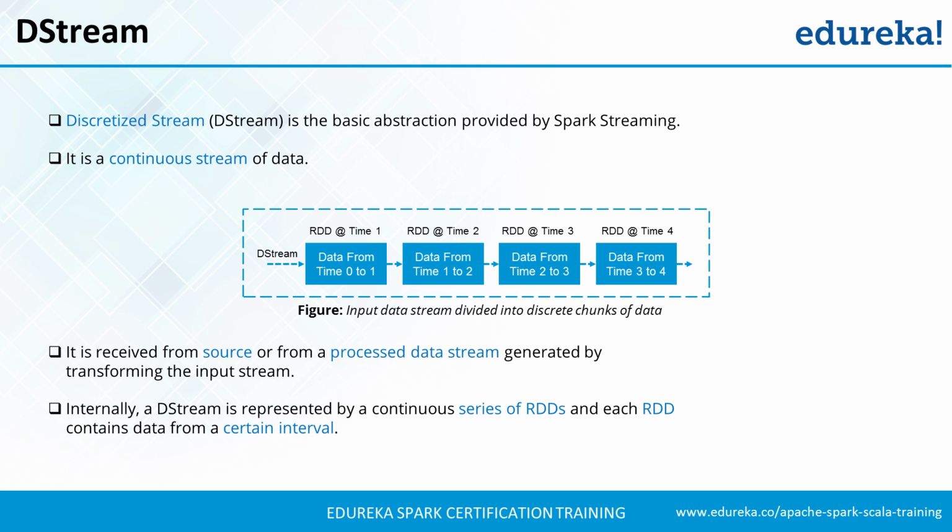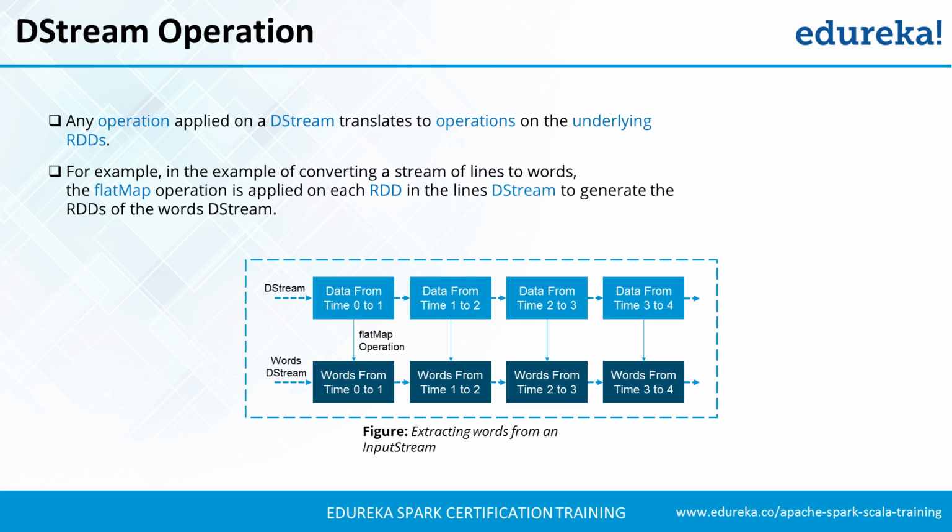So if you see this diagram itself, every second whatever data is getting collected, we are doing the processing on top of it. And the whole continuous series of RDD, what we are seeing here, will be called as DStream. Okay, so this is what your DStream is. Moving further, now we are going to understand the operation on DStream.